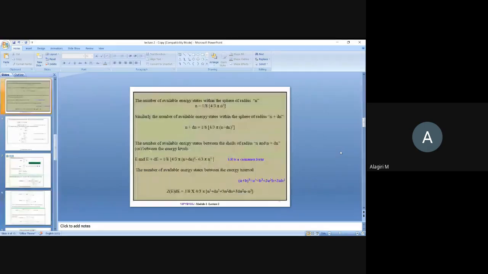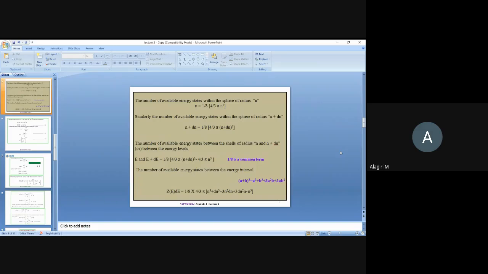Next, the number of available energy states within the sphere of radius n is equal to 1 by 8 into 4 by 3 pi n cube, as we discussed. Similarly, the number of available energy states within the sphere of radius n plus dn will be equal to 1 by 8 into 4 by 3 pi into n plus dn whole cube.